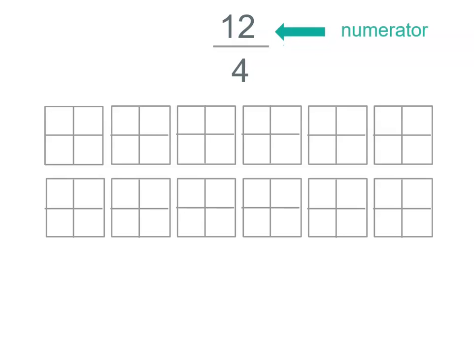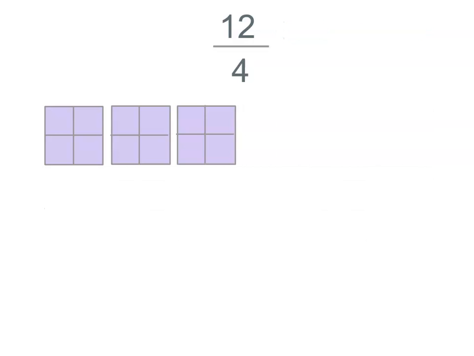Now the shaded part, the numerator, tells us how many of those quarters we actually want. We've got lots of quarters, but we only want 12. And you can see when we have 12 quarters, we've actually got 3 whole squares. So 12 quarters is the same as 3 whole squares. So 12 divided by 4 is also equal to 3. So we can see that division and fractions are closely related.